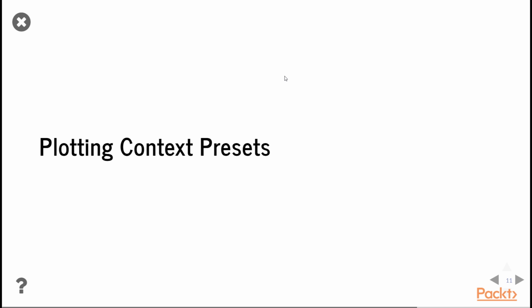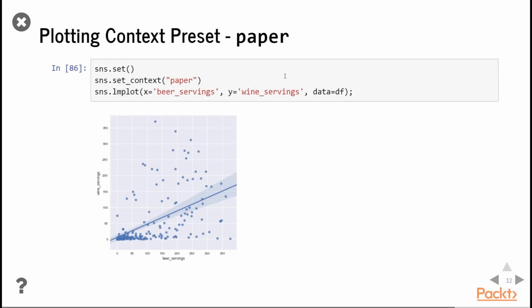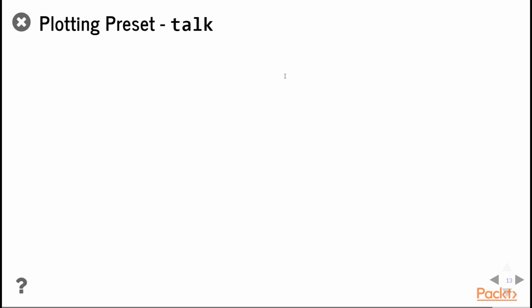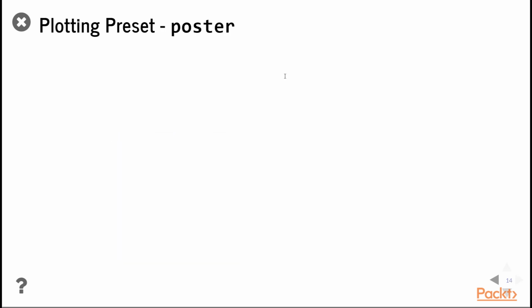Seaborn also provides some preset style context. For example, the default style context we have been using so far is called notebook. However, there are some few more. There is one called paper. This one is set using a method called set_context and passing paper as parameter. There are a few more. For example, there is one called talk. We set that as setting context to talk, and another one called poster.